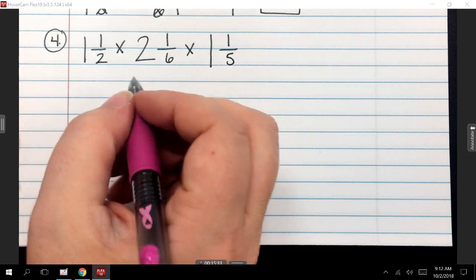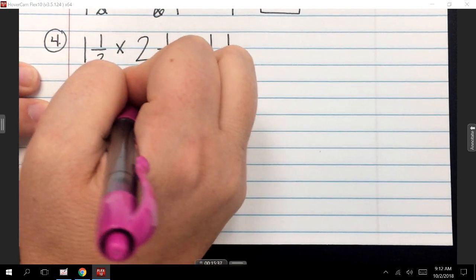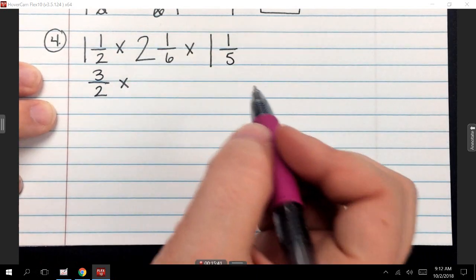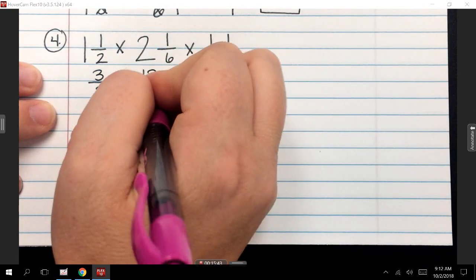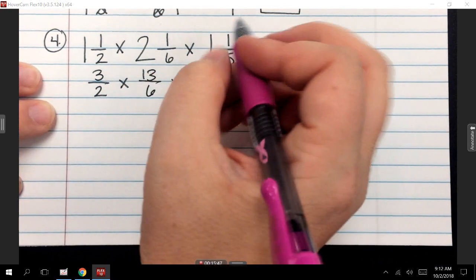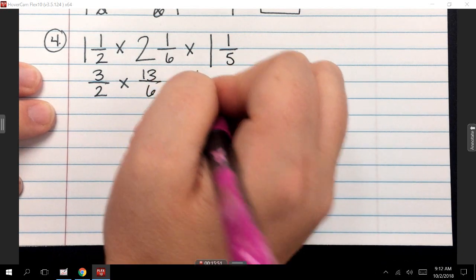Jacob, change the first fraction for me. What's it going to be? 3 over 2. What's my second fraction going to be, Lila? 13/6. And what's my third fraction going to be, Mateo? My third fraction is going to be 6/5. 6/5. All right, I want to pause here.